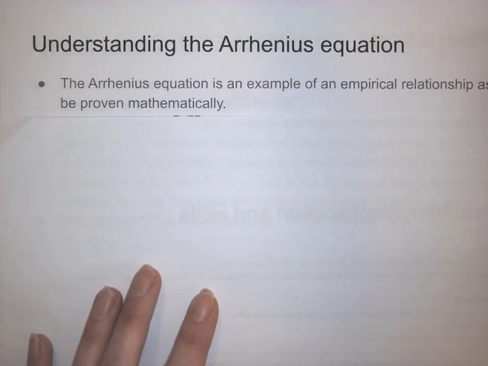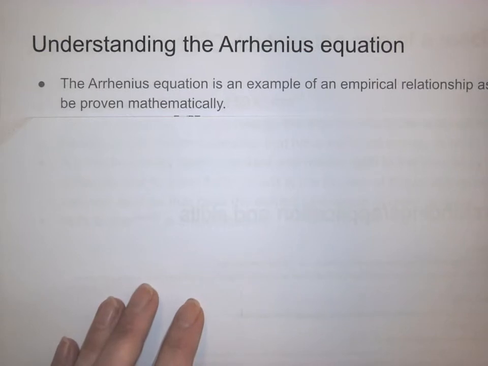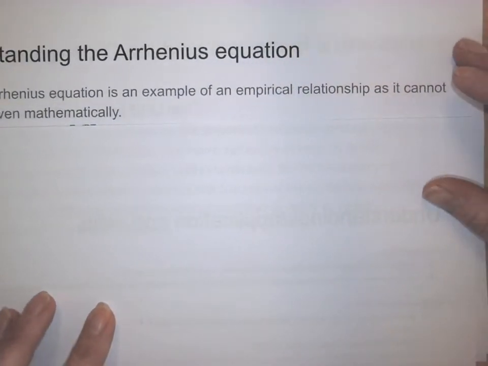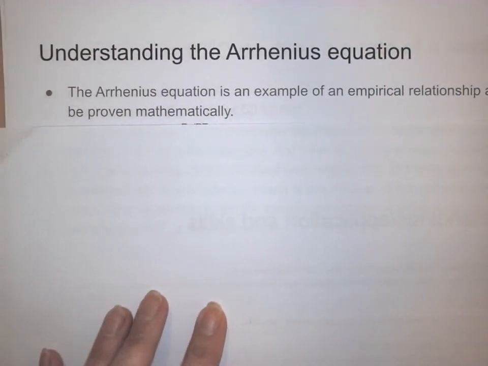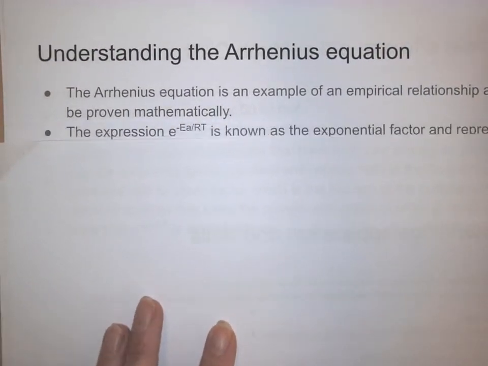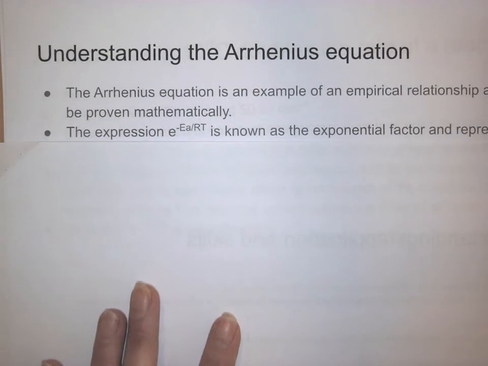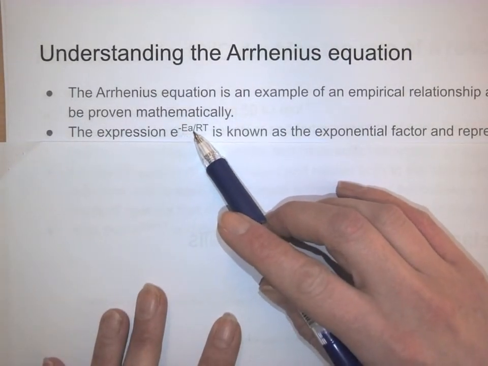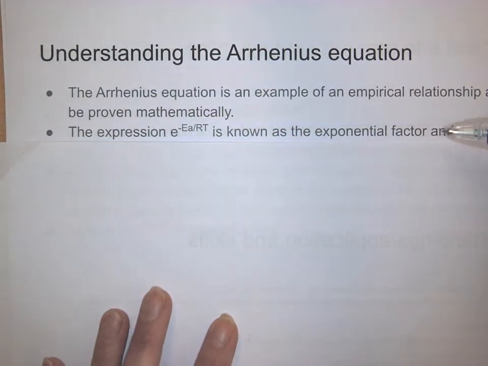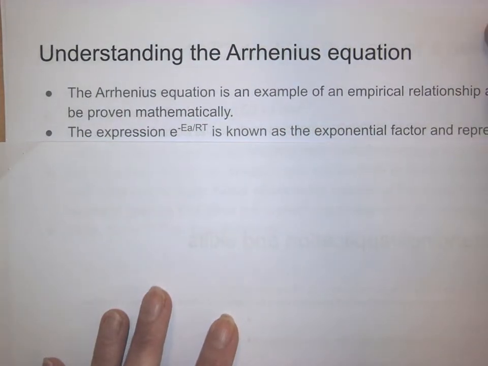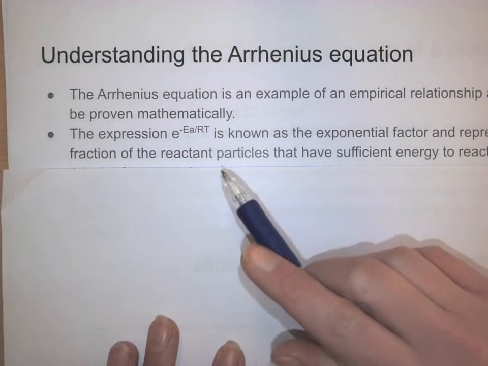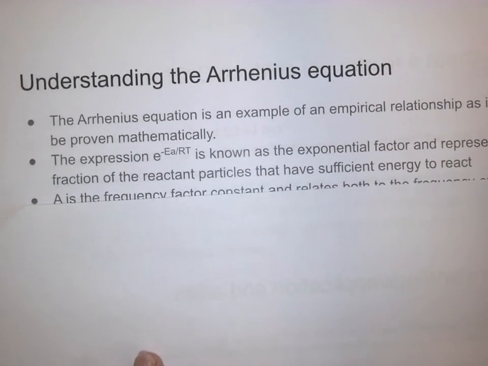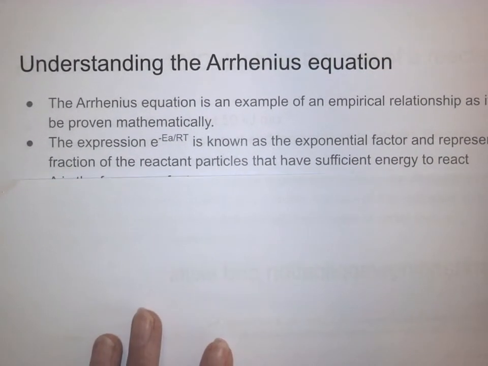One other thing you have to have in mind is that the Arrhenius equation is an example of an empirical relationship, as it cannot be proven mathematically. Okay? And the expression e to the minus Ea divided by RT is known as the exponential factor and represents the fraction of the reactant particles that has sufficient energy to react. This is what I showed in the Maxwell-Boltzmann diagram.